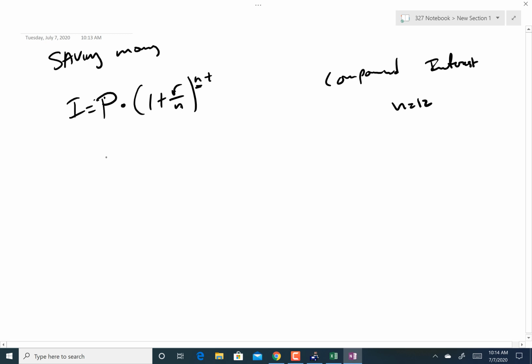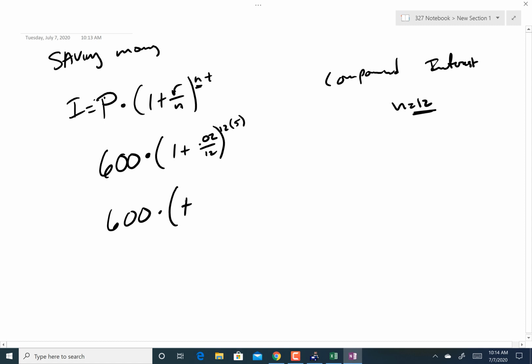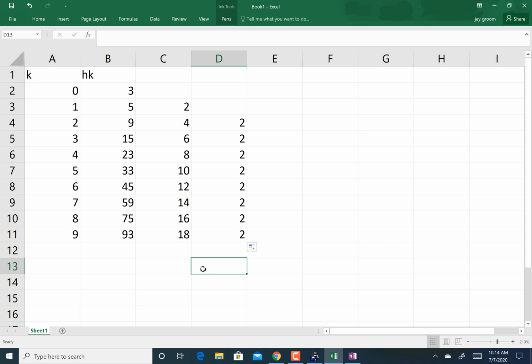And so it would look like this if you put 600 in the bank, and you're going to leave it in there for 5 years, compounded monthly at 2% interest. Did I say 2 years? Did I say 5 years? I don't remember. Let's say 5 years. Then it would look like this. And why 60? Because there are 60 months in 5 years.